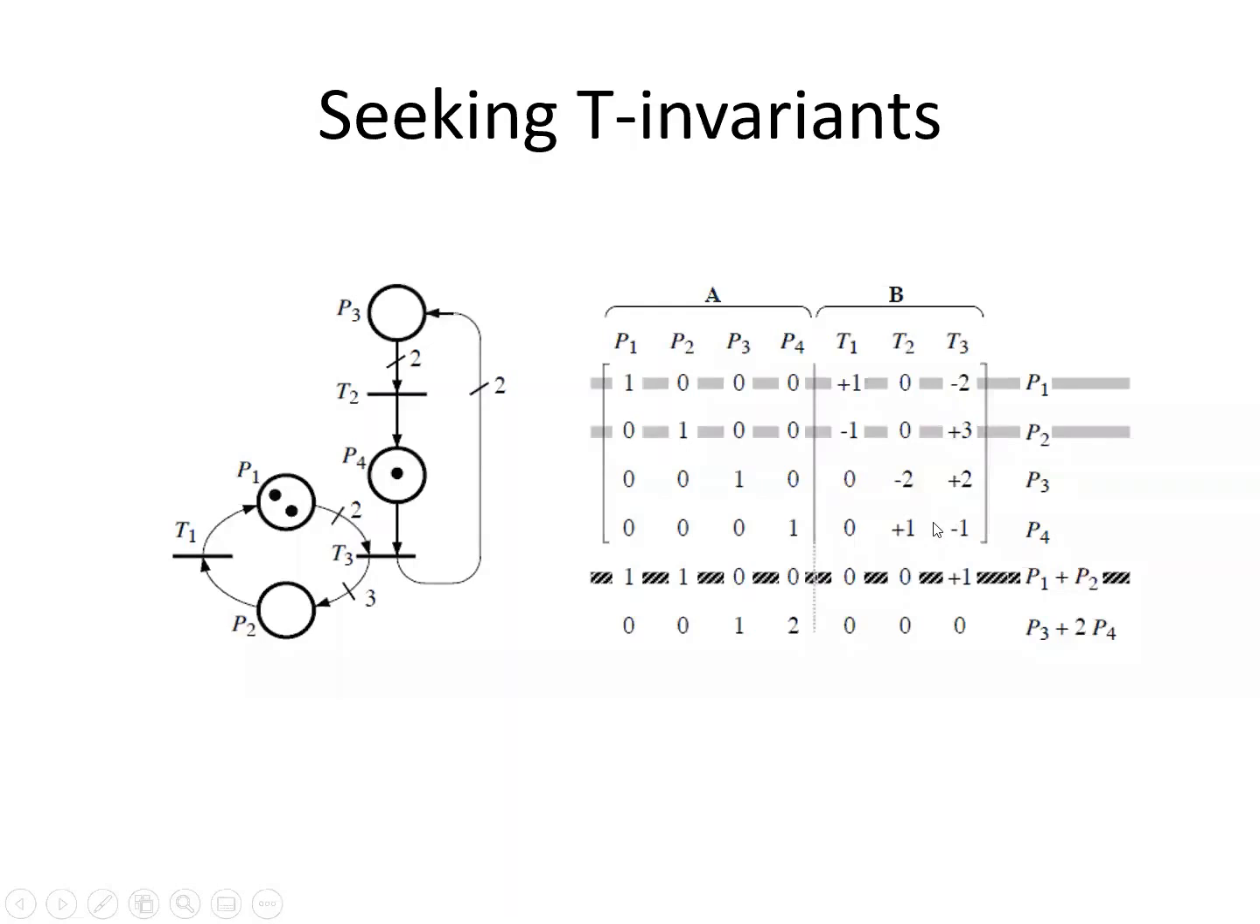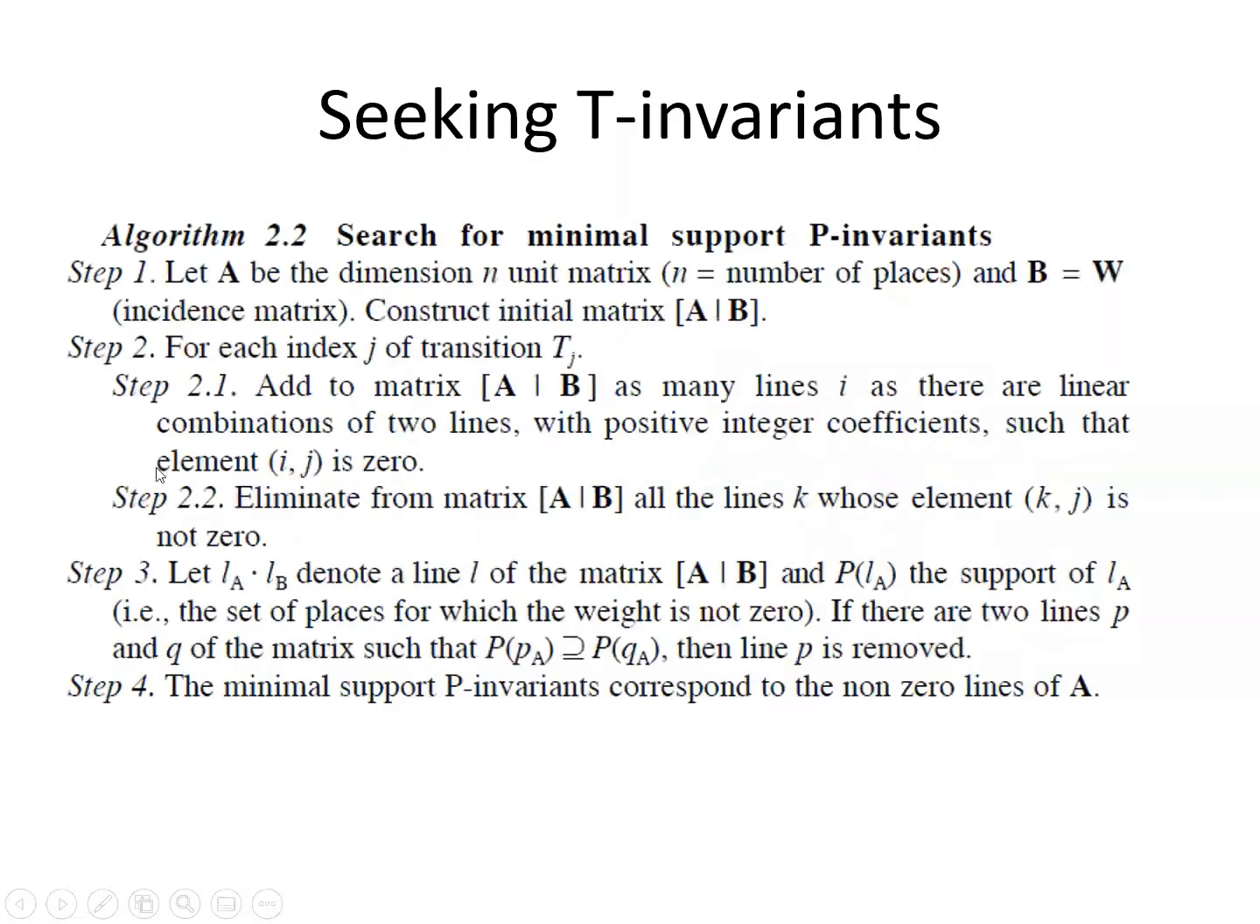So now this step 2.1 is complete. Now we have to look at this one, right? We have to do some processing, that is elimination from matrix AB of all the lines K whose element Kj is not 0, right? So at the end of the first iteration, you have to do some sort of elimination, okay?